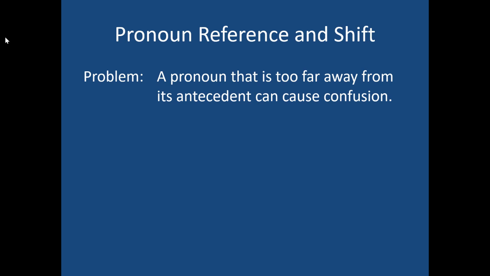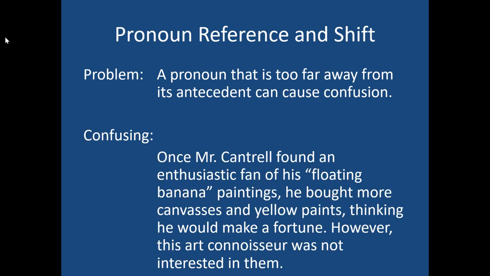Another error that we find sometimes is that a pronoun is actually too far away from its antecedent, the word it's trying to refer to, and it can be kind of confusing. So if I said, "Once Mr. Cantrell found an enthusiastic fan of his floating banana paintings, he bought more canvases and yellow paints, thinking he would make a fortune. However, this art connoisseur was not interested in them." Well, by the time I get to the word "them," I'm not sure exactly what I'm referring to.